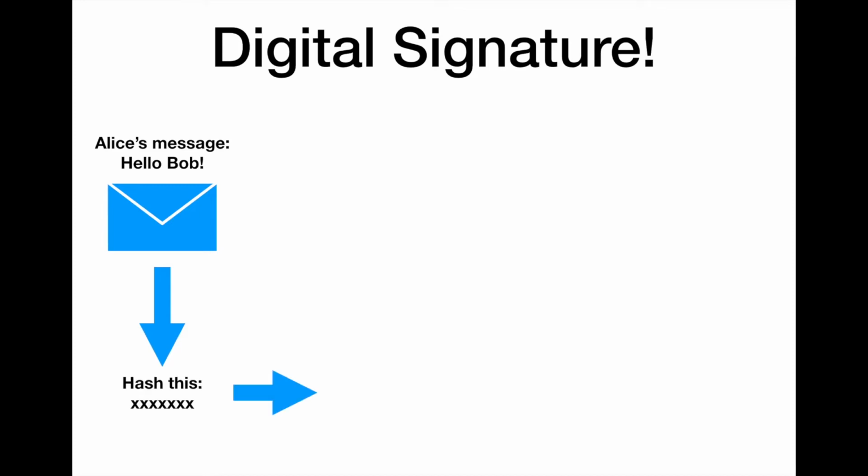Here comes the digital signature to make Alice feel secured about sending message to Bob. Alice wants to send a message, "Hello Bob." First, she hashes this message and gets a unique value like many X's. Of course, the actual hash value is not gonna be like this, but I'm just using it to make this simple. After she got this value, she uses her private key to encrypt this value, and this will be her digital signature.